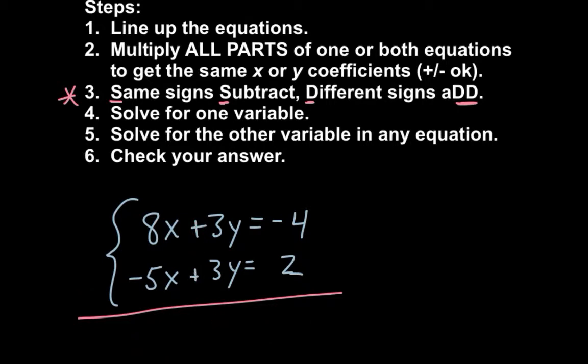And you'll see now, if I change that to subtraction, and again, I wouldn't bother doing this, an 8x minus a negative 5x becomes 8x plus 5x, so I'd have 13x's. And then a 3y minus 3y just gives me 0 y's, that drops out. Negative 4 minus 2 gives me a negative 6, and then I could work through the problem from there.